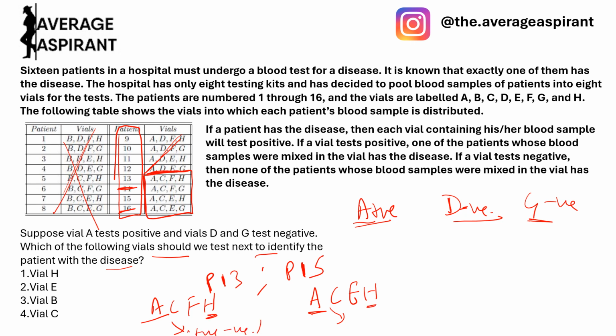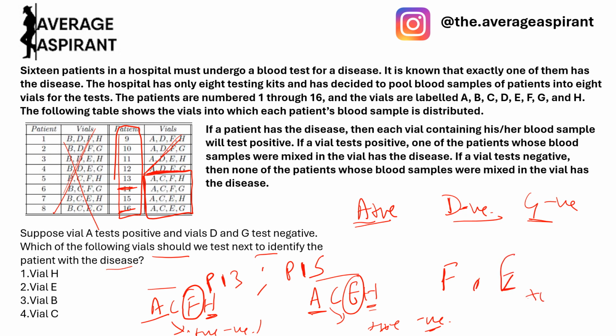Similar is the case with H. If we test H, whether it turns out positive or negative, it doesn't help our case. We will not know which of these patients have it. So what is the differentiating factor? F and E. So either we can test F or we can test E.